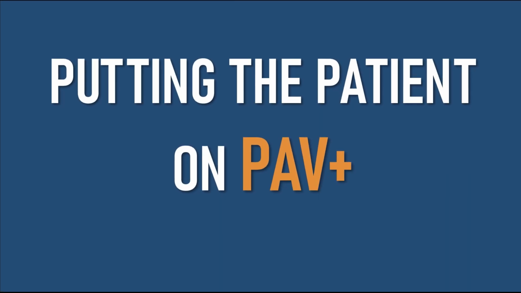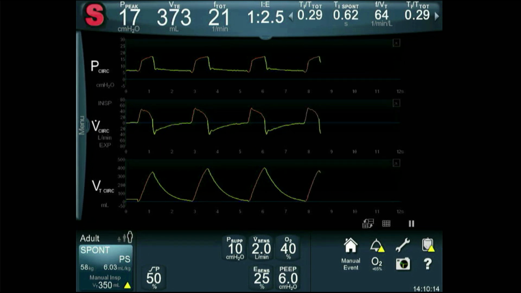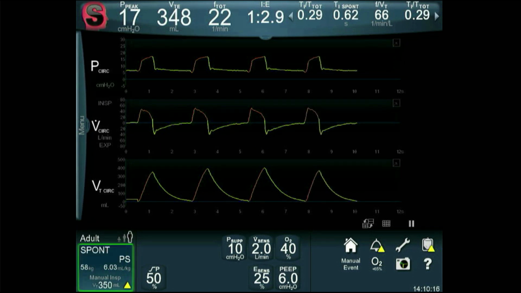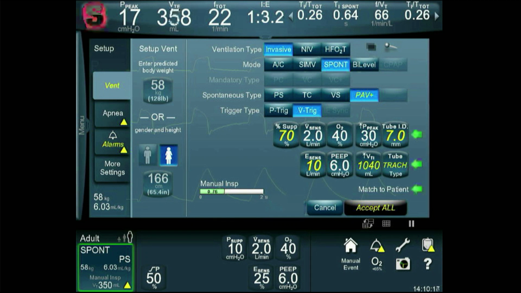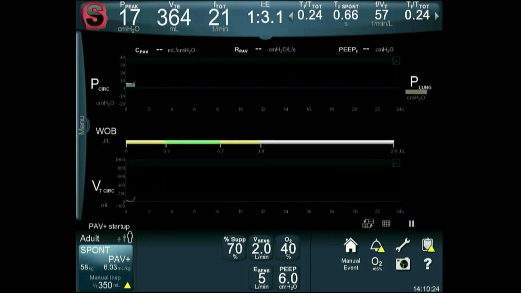Let's put Laurence on PAV Plus. As you can see, he starts off on pressure support. We've got to change that in the change screen, and look at all the settings. He's on a tracheostomy with a 7.0 tube, a few little changes, but most things are fine. And we'll engage PAV Plus.